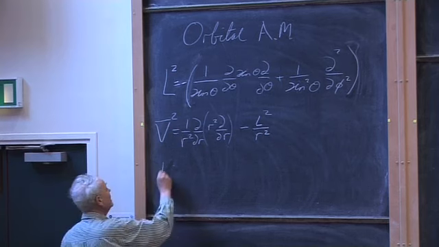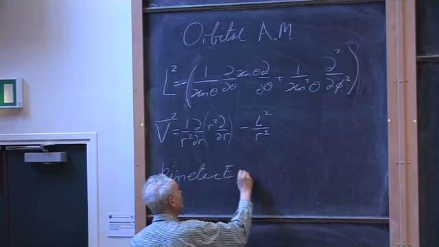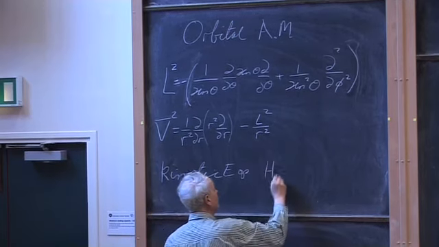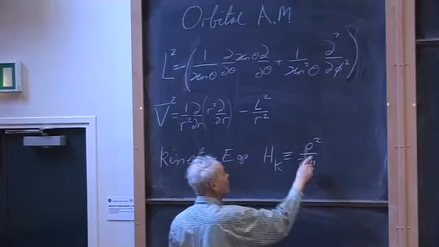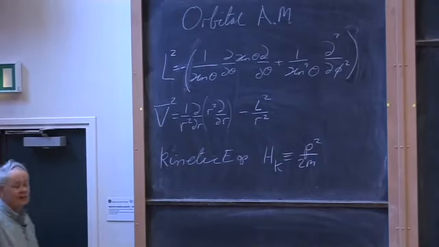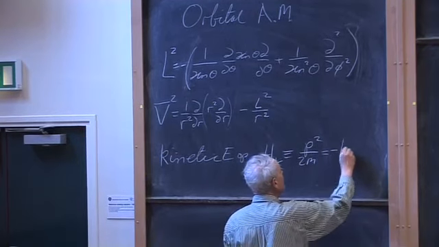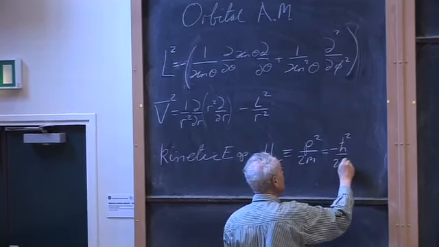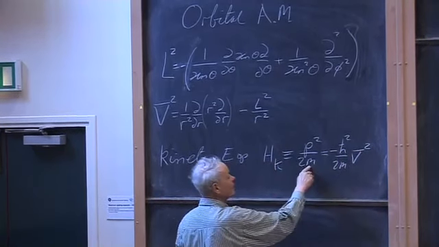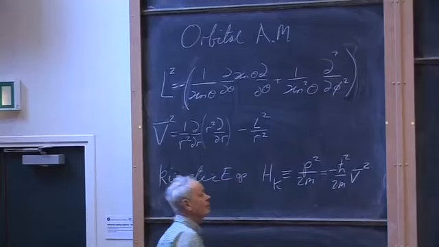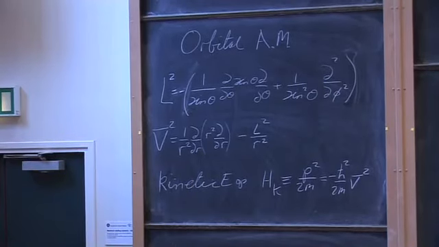We have that the kinetic energy operator, which we call H sub K, which means p squared over 2m, where this is px squared plus py squared plus pz squared, is also minus h bar squared over 2m times del squared. So in the position representation, this operator becomes this, right? Because p is minus i h bar times gradient.